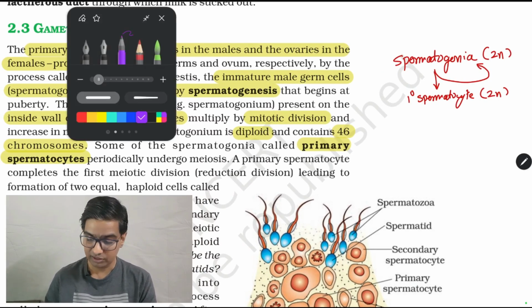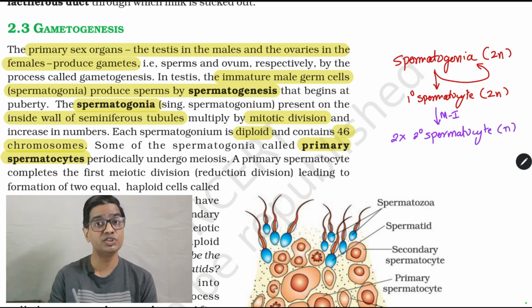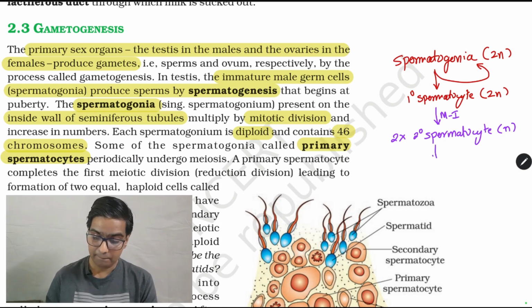Now as it undergoes meiosis 1, M1 is meiosis 1, it becomes 2 cells, secondary spermatocytes. And because the first meiotic division is the reduction division, this cell will be haploid. Easy. Then it does meiosis 2, and 2 secondary spermatocytes become 4 spermatids. These are also N, haploid.